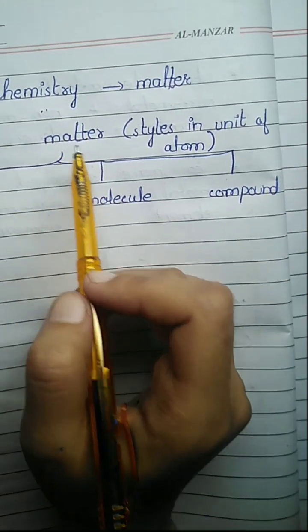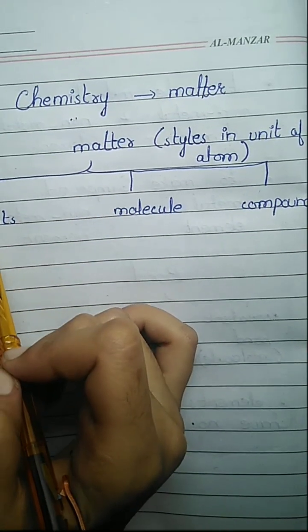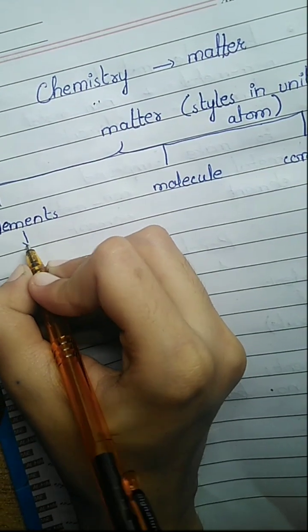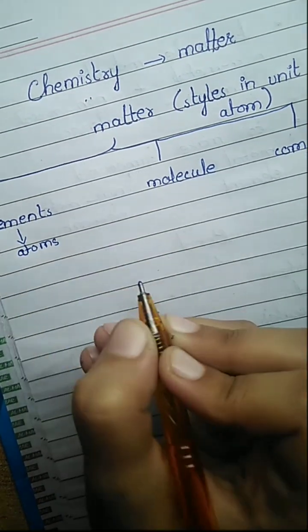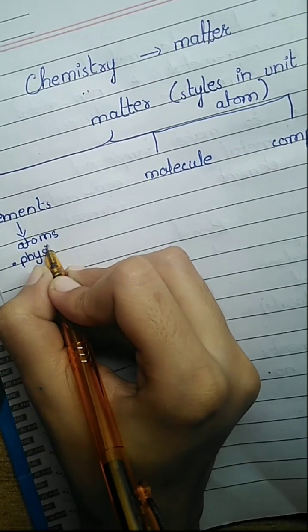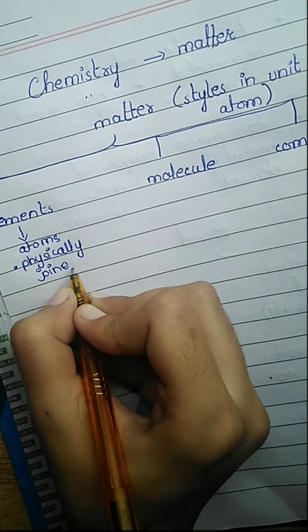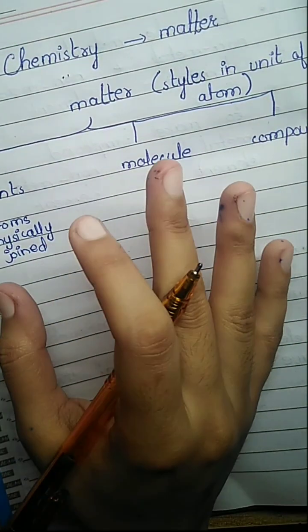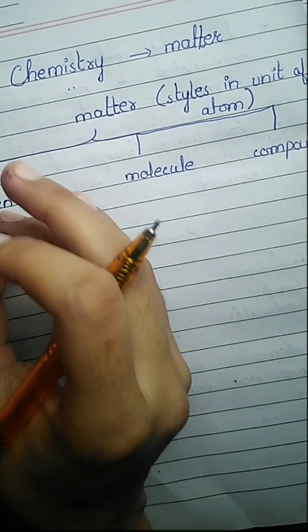So there are different styles of matter. The first style is element. Element is composed of atoms which are physically joined. Or we can say that it is not matched up with another atom, it just joins to make an element.